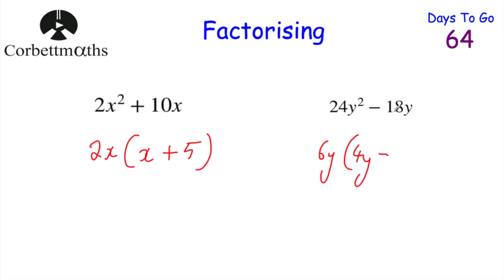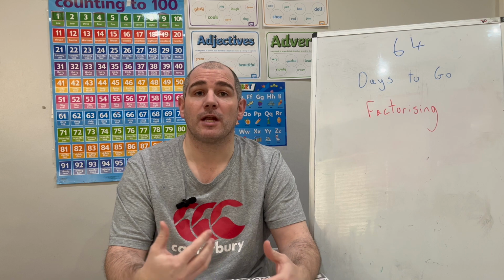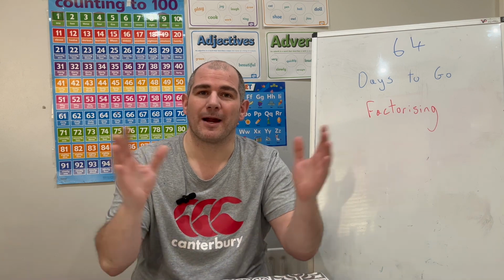Then we've got our subtract. Then we've got 18y divided by 6y. We've taken a y out, and then 18 divided by 6 is 3. So the answer would be 6y, open brackets, 4y minus 3, close brackets, and that's it. So in this video, we've looked at how to factorise expressions. So we've looked at putting those brackets back in.